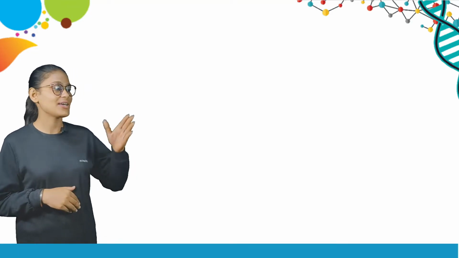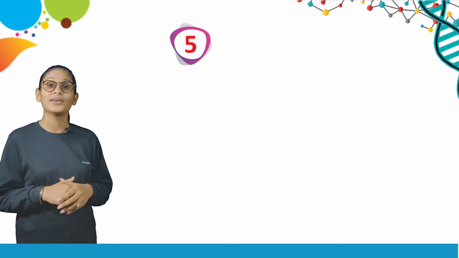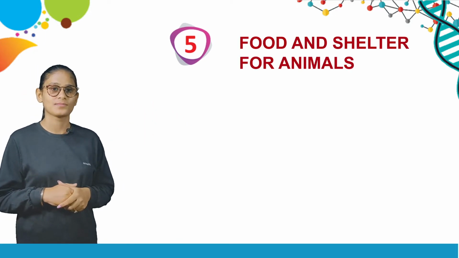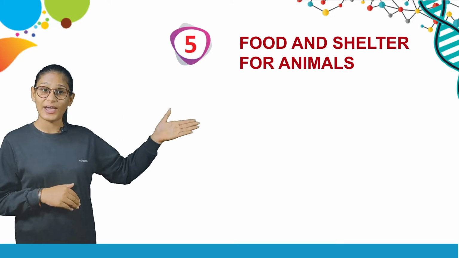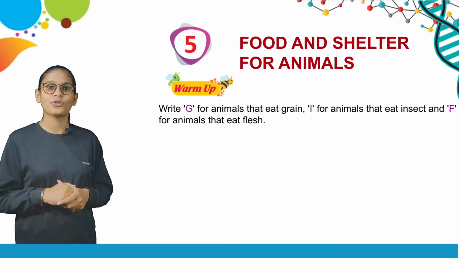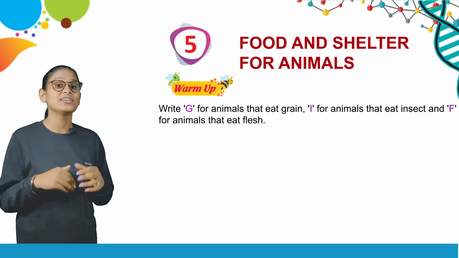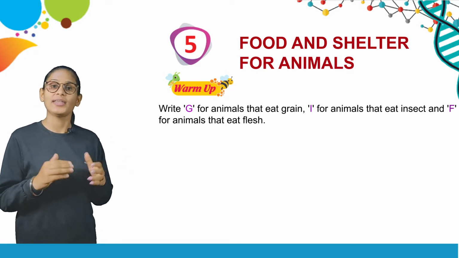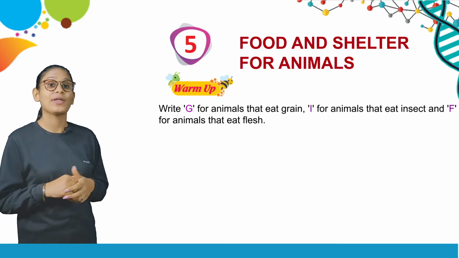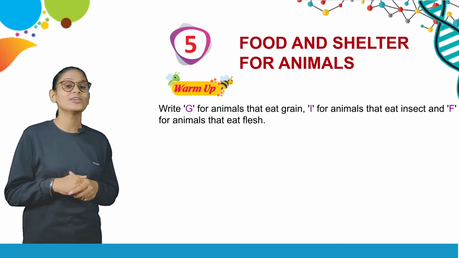Today we discuss our chapter 5, Food and Shelter for Animals. Here we have some warm-up questions. Write G for animals that eat grain, T for animals that eat insects, and F for animals that eat flesh.